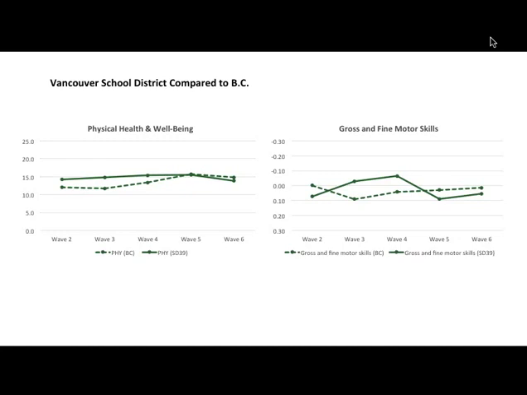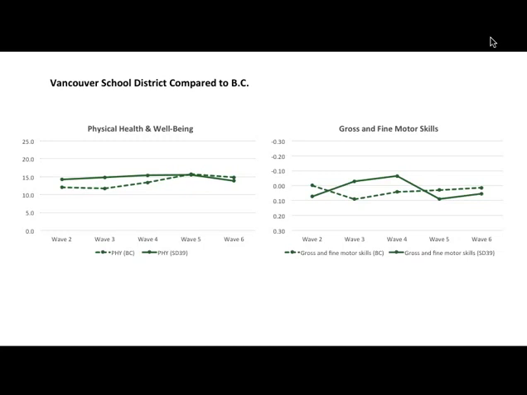Actually, on gross and fine motor skills, the province started off getting better over time and has been gradually going back to kind of where it started. But Vancouver has started off getting worse and then got better. So it's a different pattern in Vancouver than elsewhere. And again, we don't know which items are responsible for that. In a sense, we don't care, because that's a lot of information already.